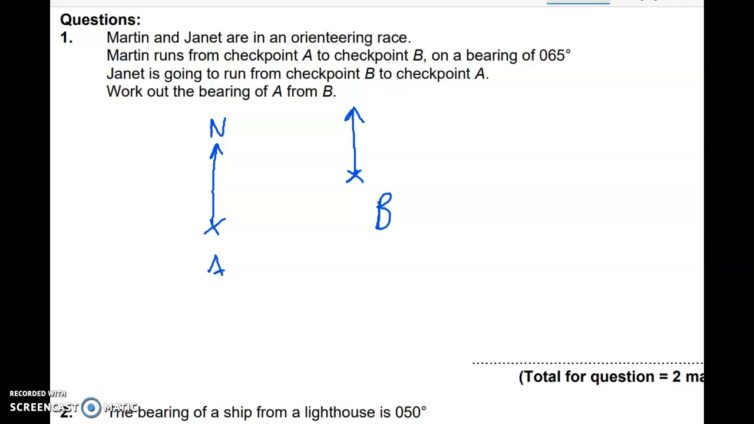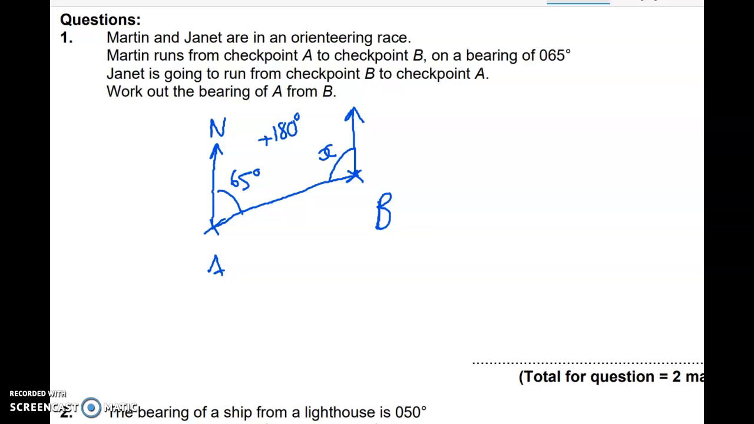This doesn't have to be drawn accurately. This is just a diagram to explain what's going on. Then I can connect these two up. I know that this angle in here is 65. Now I have two parallel lines, so I can use my co-interior rule. My co-interior rule says the angles inside the parallel lines add up to 180 degrees. So you can work out this angle in here by doing 180 minus 65, and that gives you that angle in there.